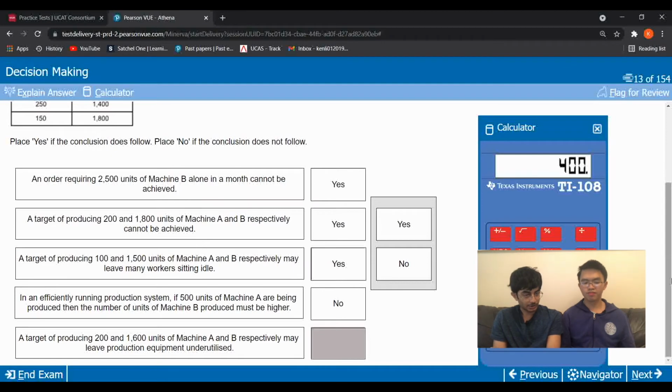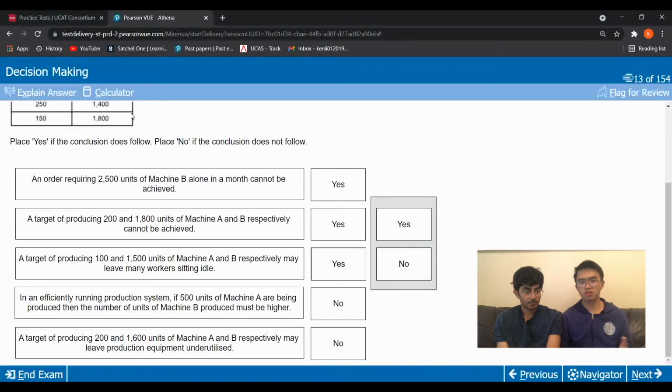A target producing 200 and 1,000 machine A and B respectively. Okay, might leave. Okay, so this is another calculation question. So 200 times 10, 20,000. 1,600 times 25, 16 times 25. That's what? 40,000? I'll say no. So that's just mental maths. Yep. Use mental maths as much as possible, but not so much that you waste more time doing mental maths than you actually would waste if you did the calculator.